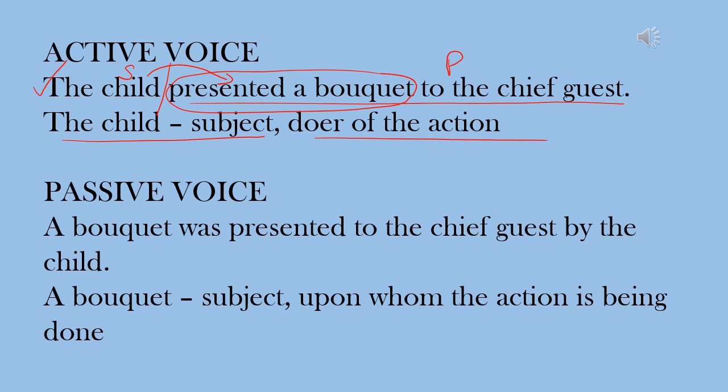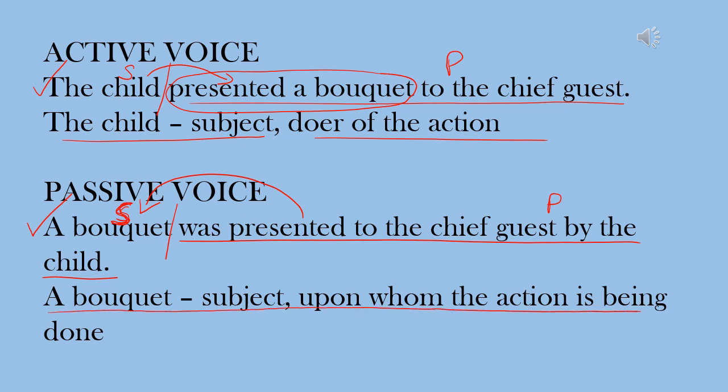Now the same sentence we want to transform into passive voice. We've transformed it like this. A bouquet was presented to the chief guest by the child. So over here, a bouquet becomes the subject. The rest of the sentence becomes the predicate. And now, by reading the sentence, we can easily make out that this is a sentence where the action is being done upon the subject. So a bouquet is the subject. It is being presented, means was presented. This action is being done upon the bouquet.